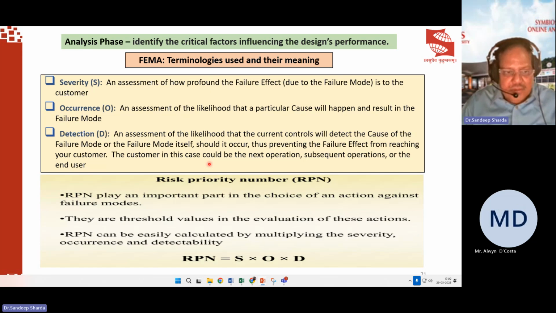The risk priority number is calculated based on the severity, occurrence, and detection. So it will be S multiplied by O and D. RPN plays an important part in the choice of the action against the failure mode. If there are two or three observations for the failure mode analysis, then we just check the RPN number. Wherever the RPN number is high, that cause will be taken into consideration first, and will be attended to, or improved.